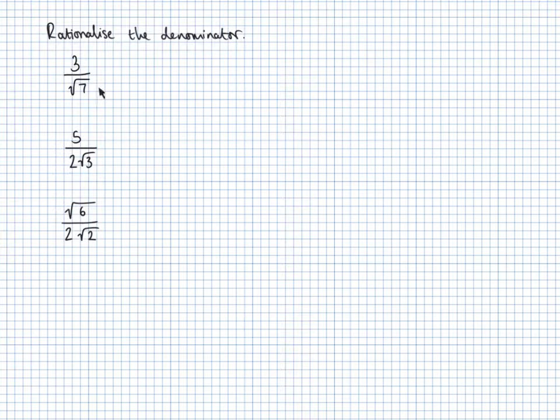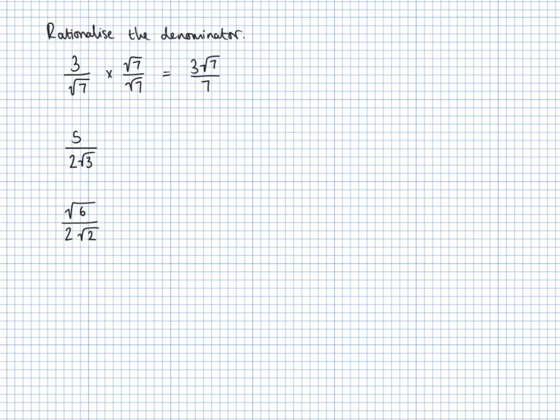But I need to write an equivalent fraction to this, so I would need to times the top and bottom by the same thing, or I can think of it like I'm timesing by root 7 over root 7. Now remember, root 7 over root 7 is just 1, so timesing by 1 doesn't change my fraction. I still have an equivalent fraction to what I started with. So this then becomes 3 root 7 over 7. And now I don't have a surd in the denominator anymore.